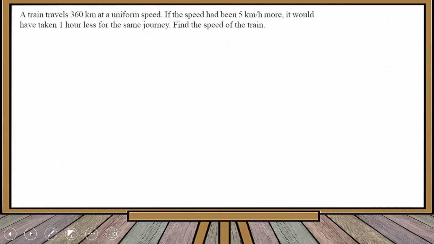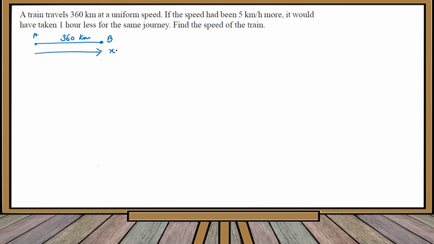Okay, now question 2 says, a train travels 360 km at a uniform speed. If the speed had been 5 km more, it would have taken 1 hour less for the same journey. Find the speed of the train. Again, it is almost of the same type, but here they have only one train. Now they say that this train is traveling from this point A, for example, to point B, and distance between the two is 360 kilometers.